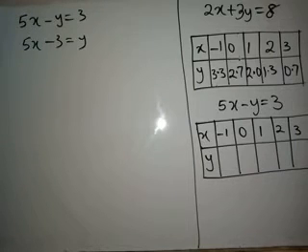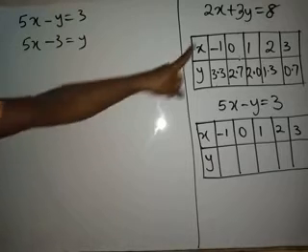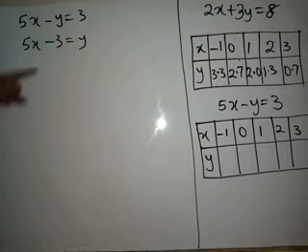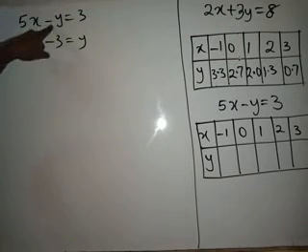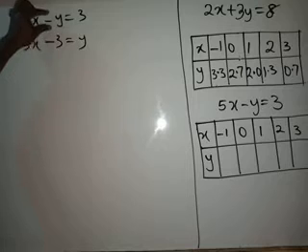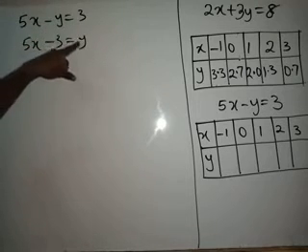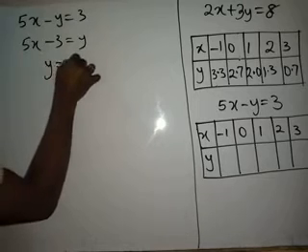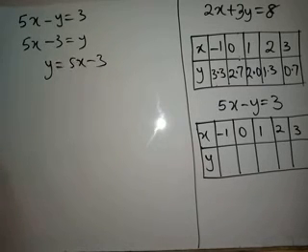Right? When you're making something the subject of the formula, that thing must be a positive value. When we made y the subject here, we divided by 3, and y was a positive value. So if I move this one here, this one will be a negative value. That is not what I want. So I'll move this one to this side. So this one will become a positive value. So from here, my y is now equal to 5x minus 3.